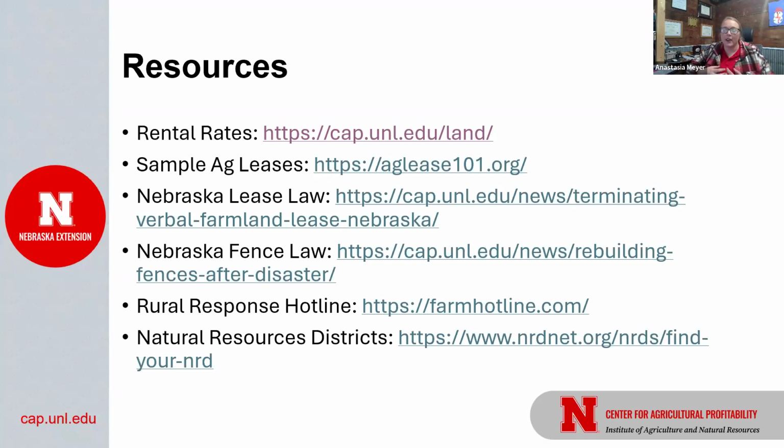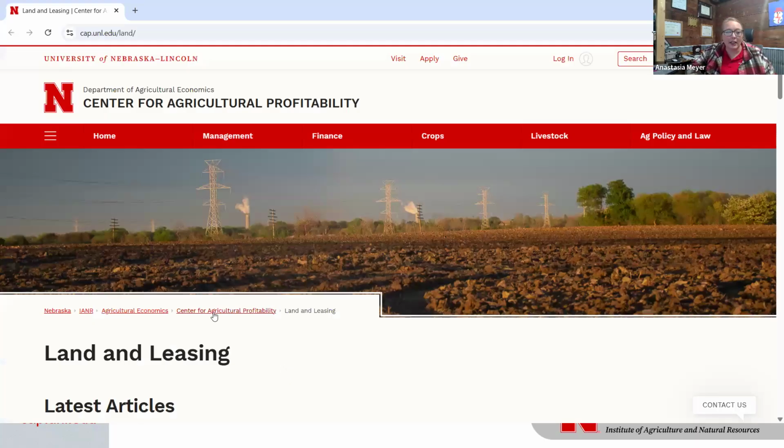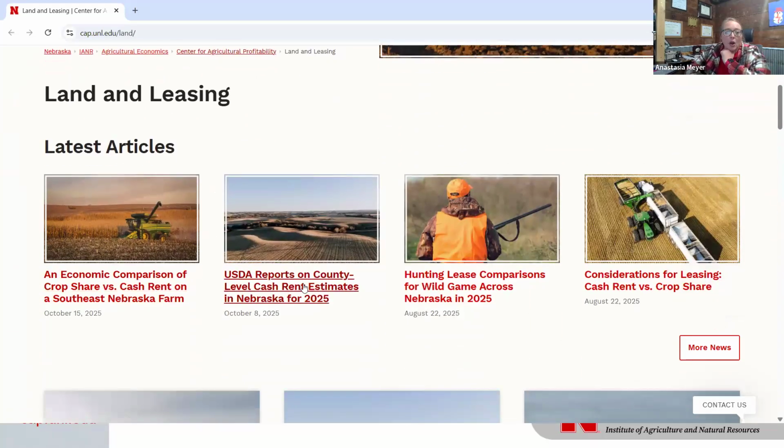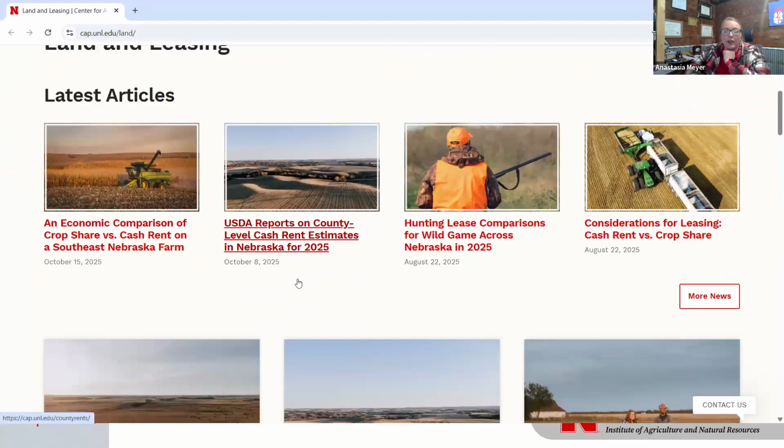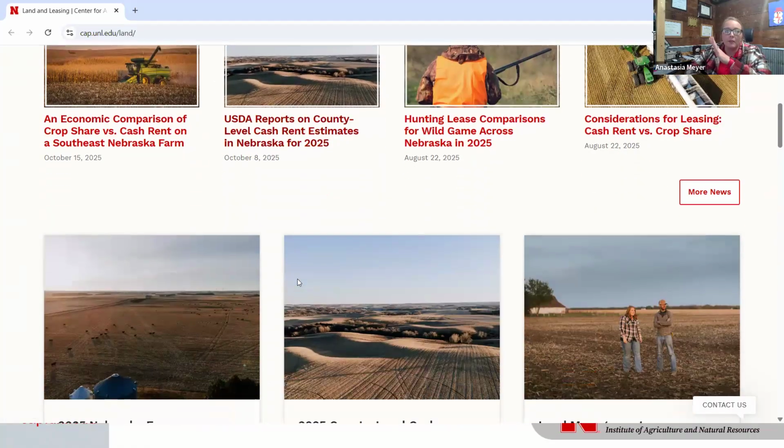There are a lot of things that go into factoring rental rates, whether it is how big the ground is, how easy it is to farm, or how close it is to your situation. Those are all things that we need to consider. This website here would be that land leasing site, and we have the USDA numbers on here. We have our Nebraska numbers, which will be released in the next couple weeks. But as a flat line index, I don't think that is a reasonable way to adjust cash rent every single year.